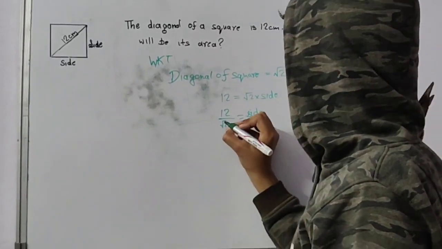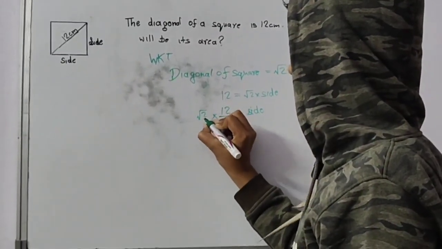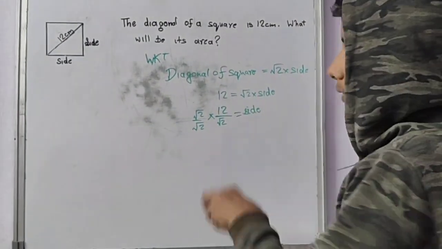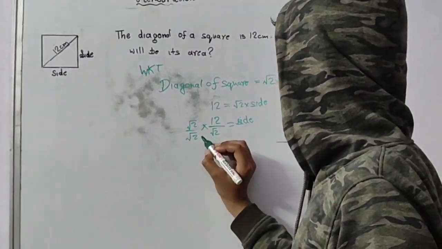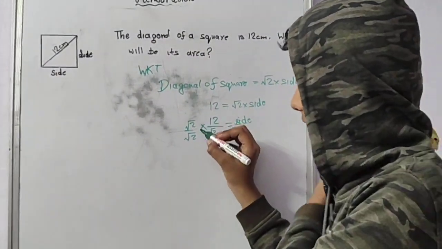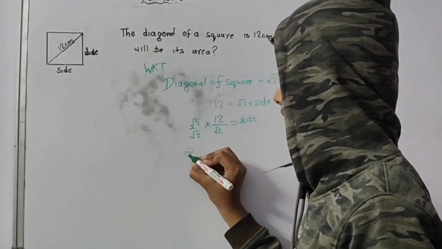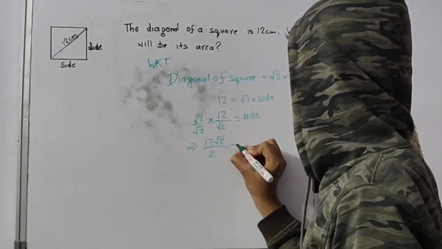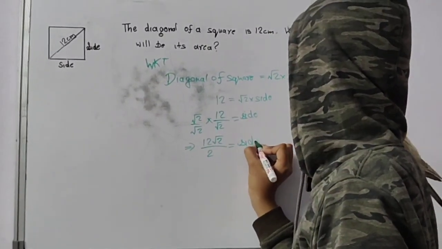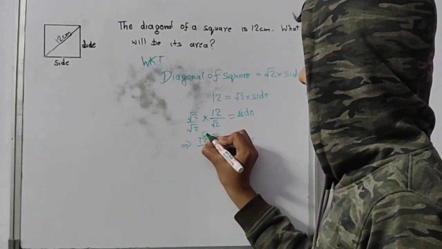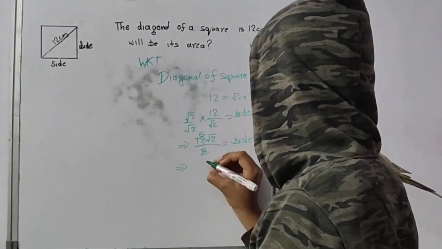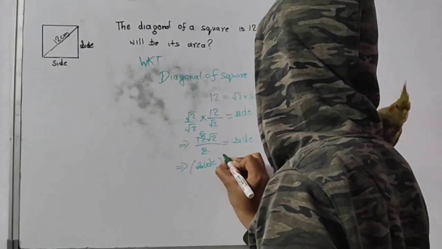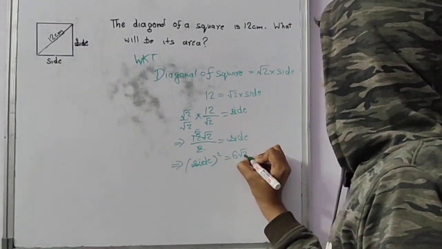So if we rationalize it by multiplying by root 2 on both sides, root 2 upon root 2 will be 1, so there will be no change in the area basically, but for rationalizing we will multiply both the sides with root 2. So 12 root 2 divided by 2 equal to side. 2 will cancel 12 by 6. So now we'll square on both sides. Side square equal to 6 root 2 square.